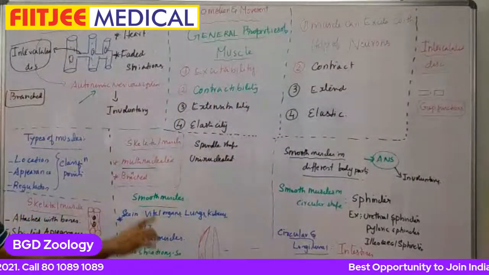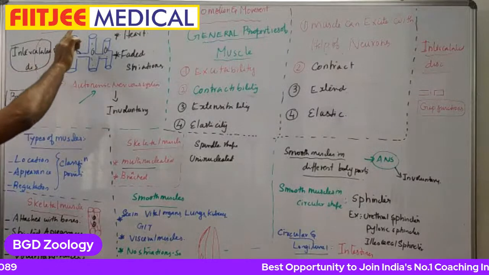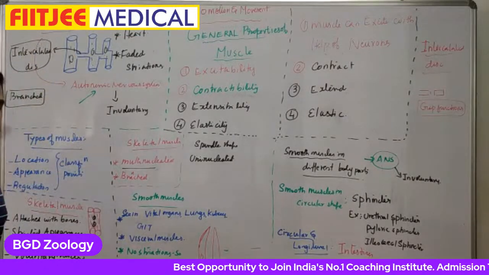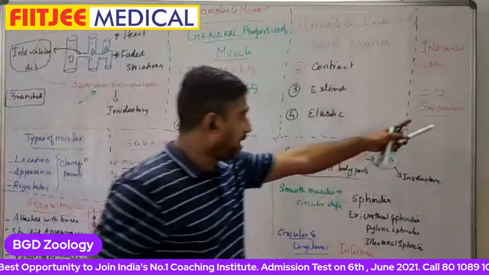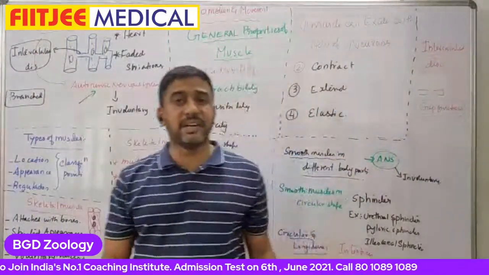but that problem, even though they have only uninucleated cells in the case of cardiac muscle, how will they overcome that? By the intercalated discs. Intercalated discs contain the gap junctions.